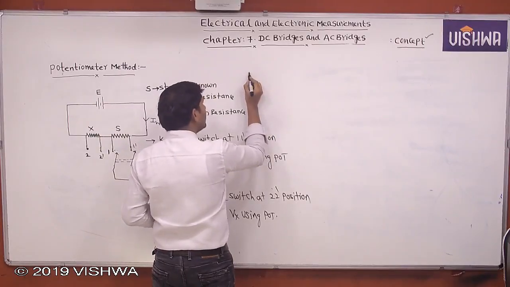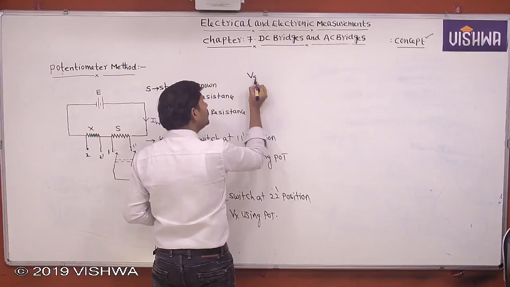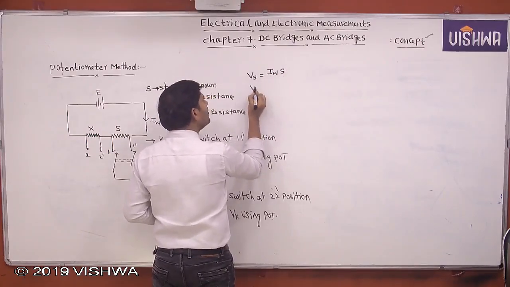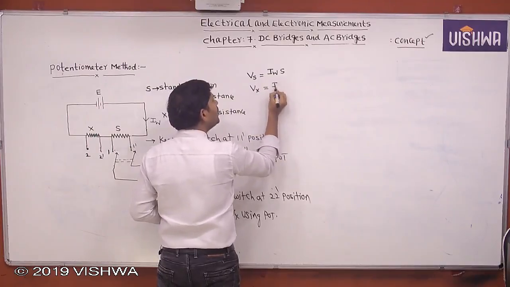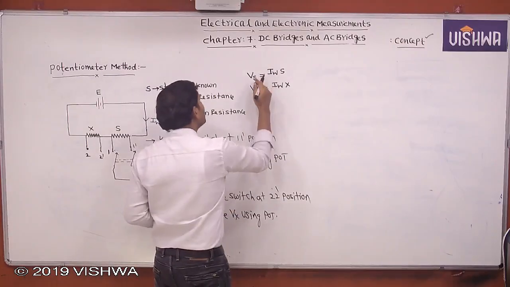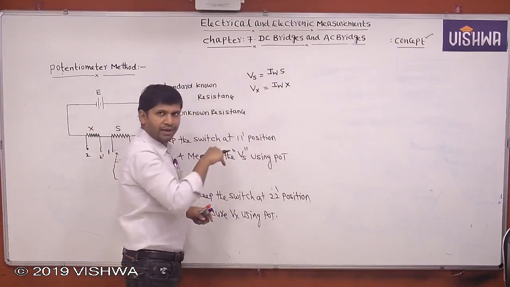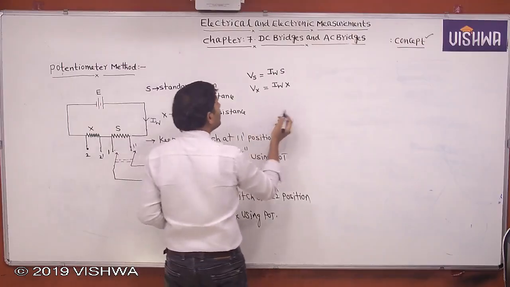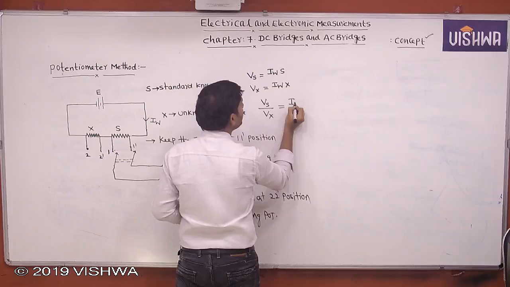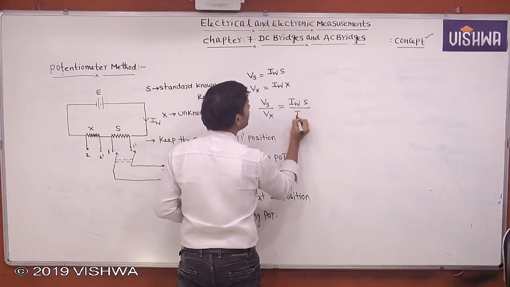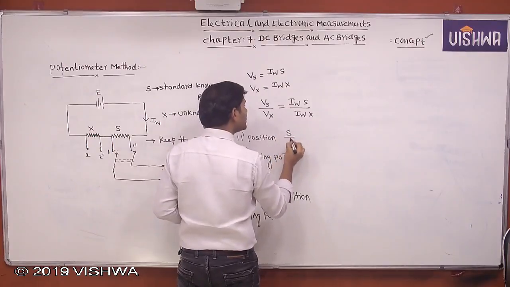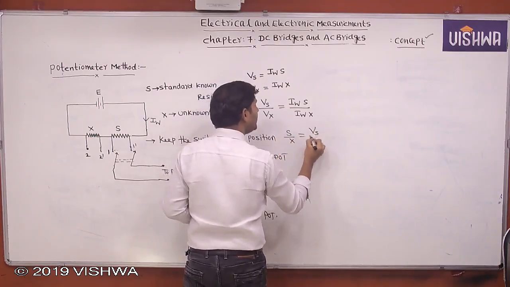Then we know that Vs equals I_W into S, and Vx equals I_W into X. Clear? These Vs and Vx values are known from the potentiometer. Now, shall we write it like this? Vs by Vx equals I_W into S by I_W into X. From this, S by X equals Vs by Vx.